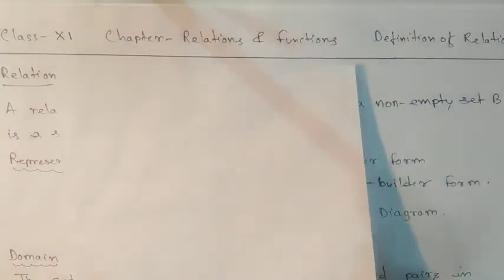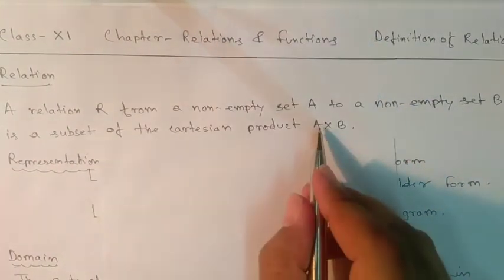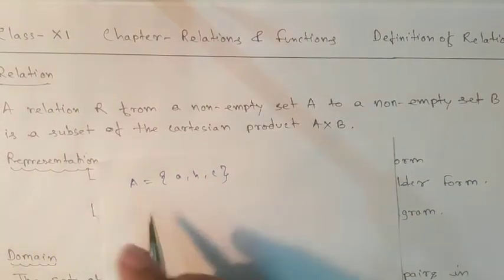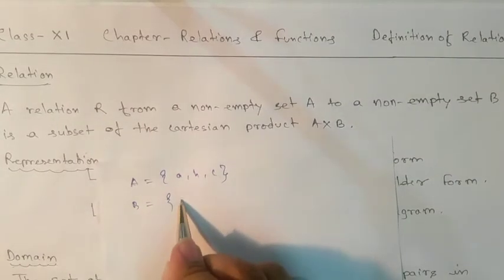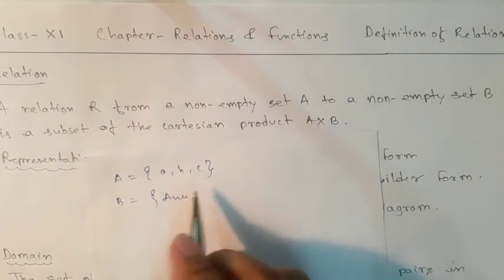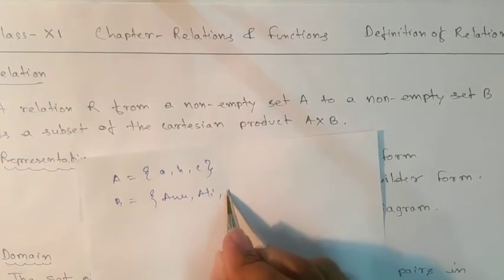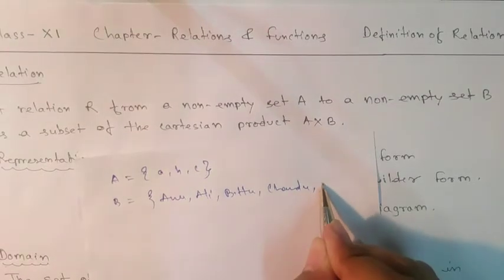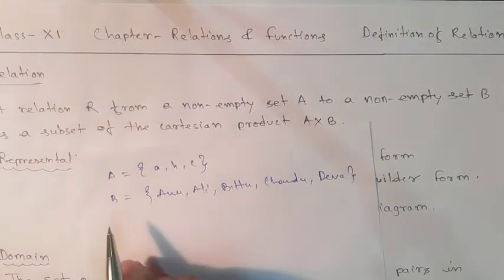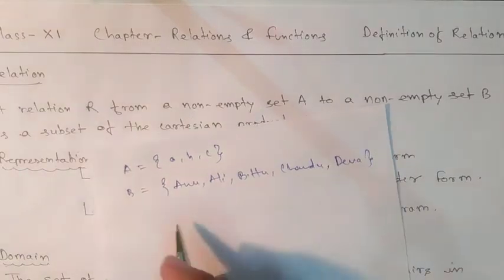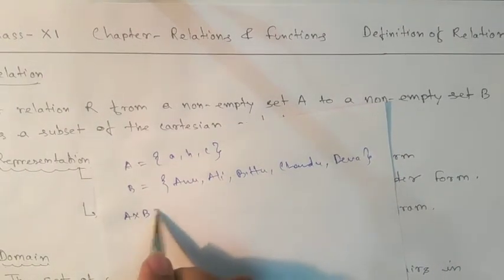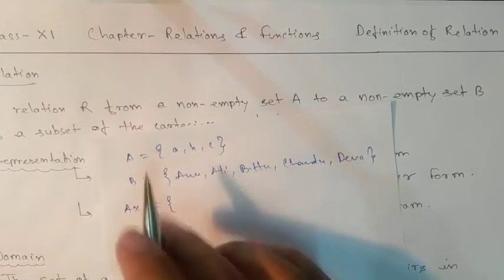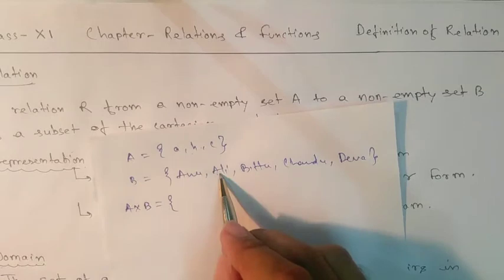So what are they saying? You take set A as {a, b, c}, and set B you take as the names of persons: Anu, Ali, Bittu, Chandu and Deva. Now, if we take the Cartesian product of A and B, how many elements will you get? Total 15 elements. How, sir? 3 times 5 is 15.